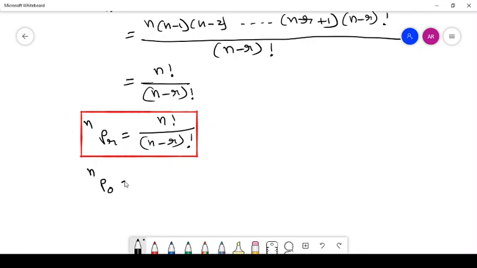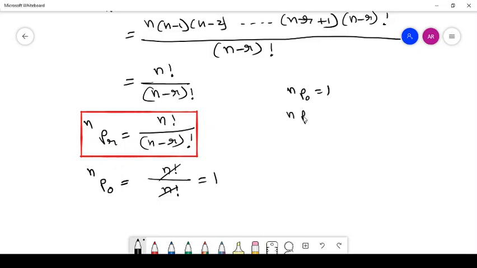nP0. Here n is the same, r is replaced by 0. So this value becomes n factorial by n minus 0. n minus 0 is n, so n factorial will be cancelled, which is equal to 1. So nP0 is equal to 1.